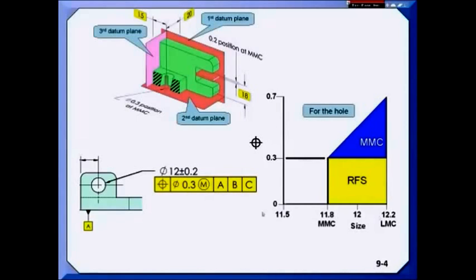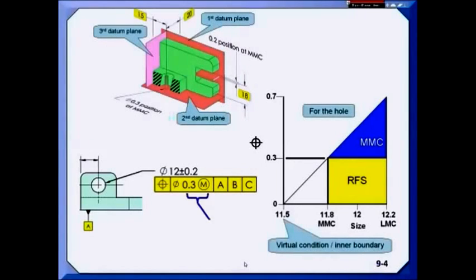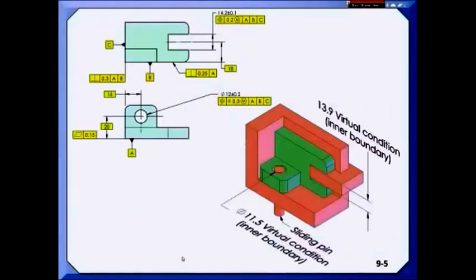We feel that these dynamic tolerancing diagrams really help the learner to grasp the concept of max material and least material condition. And to point out that there is a boundary that is being protected by this position callout. It's known as the virtual condition boundary, or the inner boundary, or more recently the max material boundary. If we were to build a hard gauge, then we would build the hard gauge at that 11.5, adjusting for gauge tolerance and wear allowance, of course.